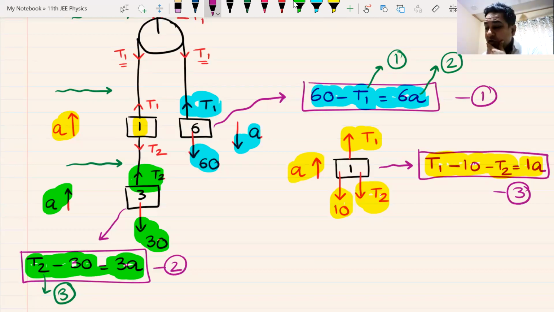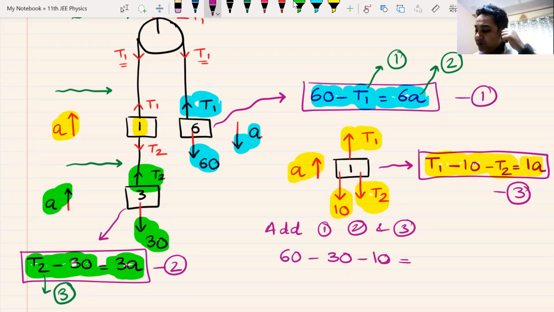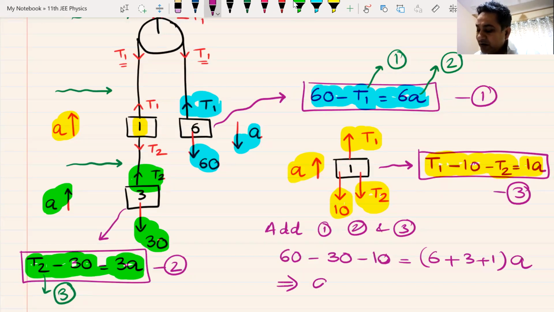Once you get equations 1, 2, and 3, the problem in physics is done. The rest is maths. The easiest way of solving it is to add 1, 2, and 3. Once you add them, T1 and T2 will get cancelled. Whatever remains will be 60 minus 30 minus 10 on the left hand side, and 6 plus 3 plus 1 times A on the right hand side. From here, you will get the value of A as 2 meters per second square.